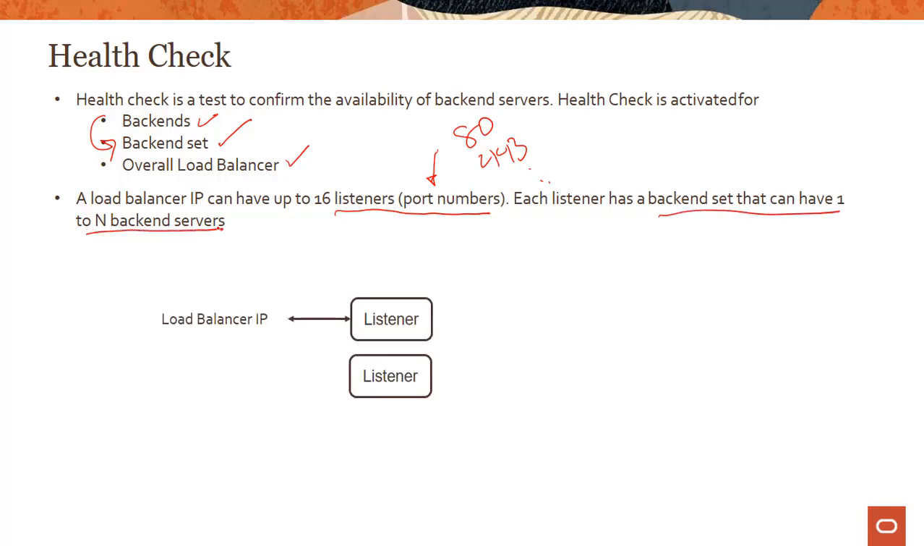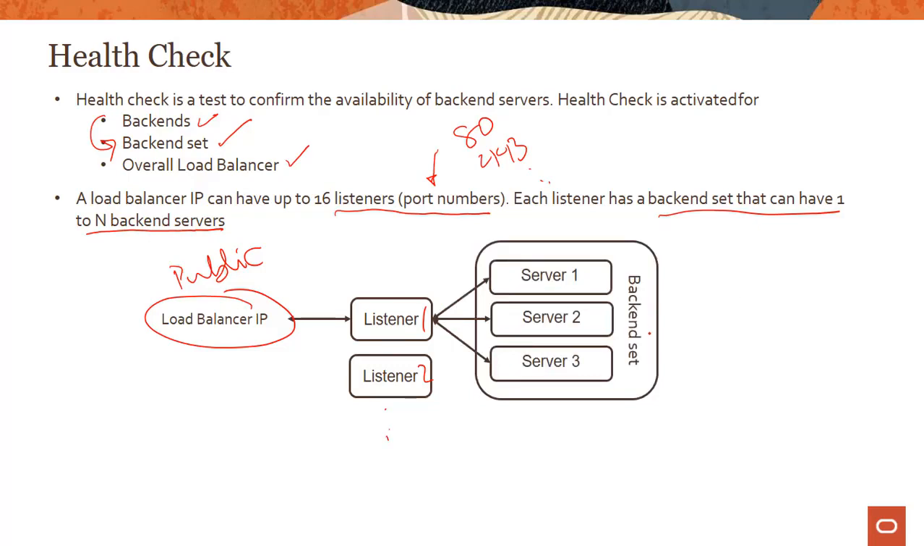So what does it look like? Well, you have the load balancer IP here. Let's say this is a public load balancer we are talking about. And then right here you have listener 1, you have listener 2, and so on and so forth, right? You can have up to 16 listeners. Each of these listeners can have a backend set. So in this case, there's backend set 1, and this backend set 1 has 3 different servers. This listener can have another backend set. It can have 2 different servers here, right?